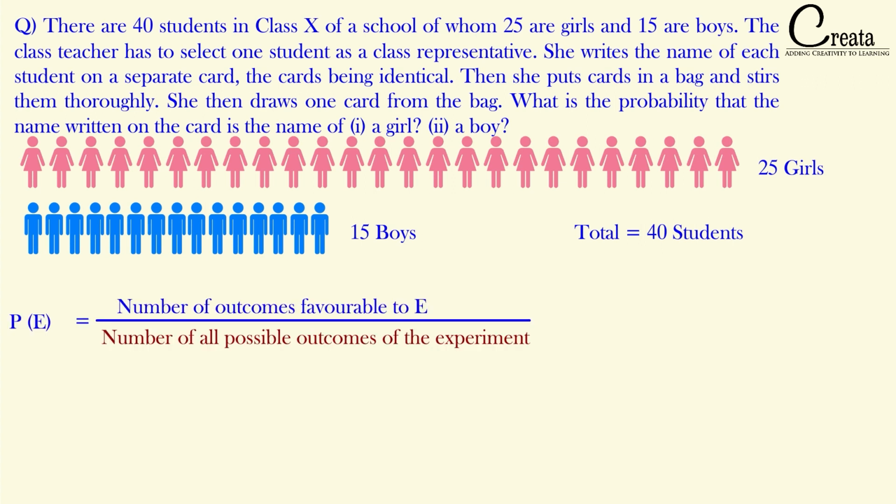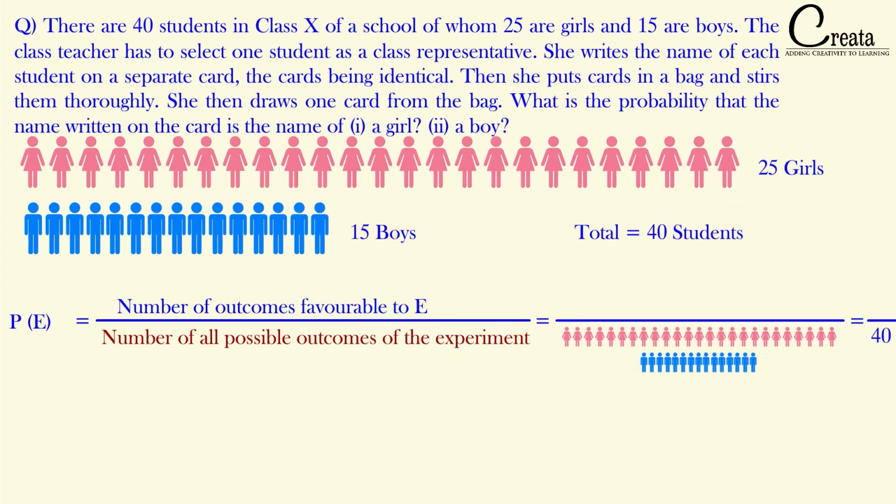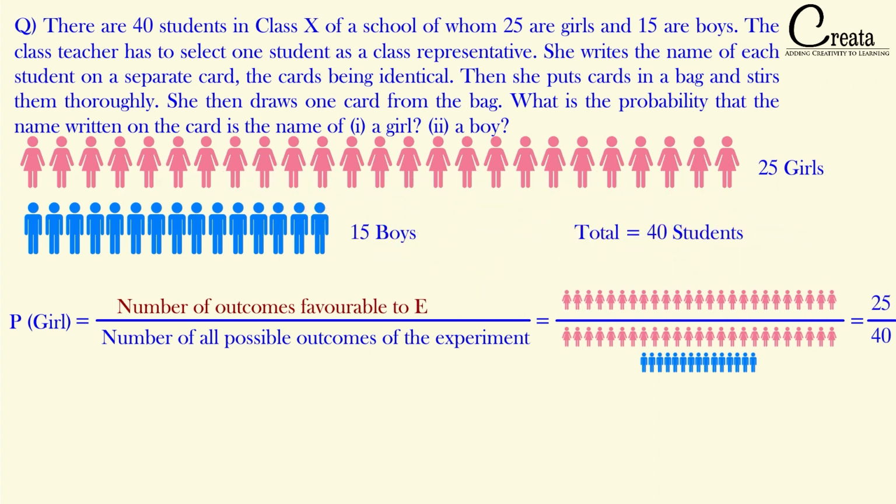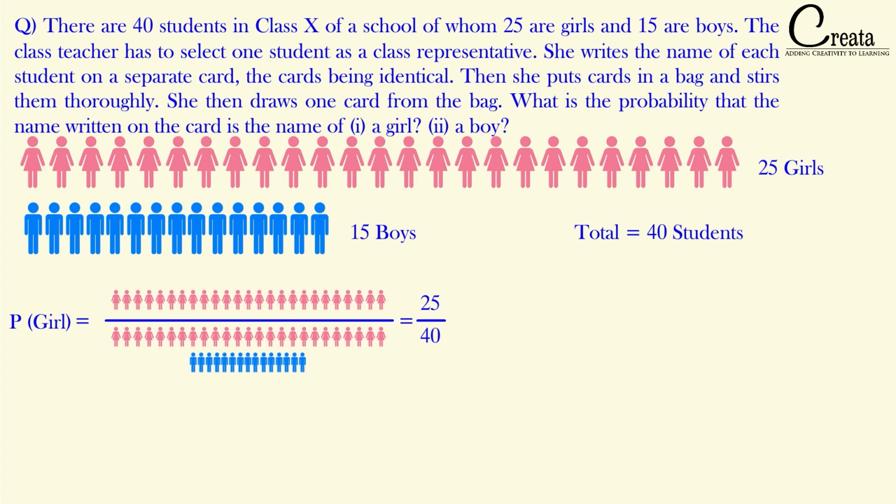Let's use the formula. We will start with the denominator, the total possible outcomes of the class. We have 40 students in the class, so in the denominator it will be 40. That is 25 girls and 15 boys. Let's take the first part. In the first part, what is the probability that it is a girl? So what are the favorable outcomes for a girl? It is 25 girls. So in the numerator it will be 25 girls. In the denominator it will be 40 students. So in the first case our answer is 25 by 40, that is 5 by 8.